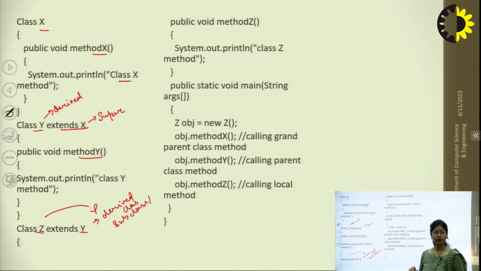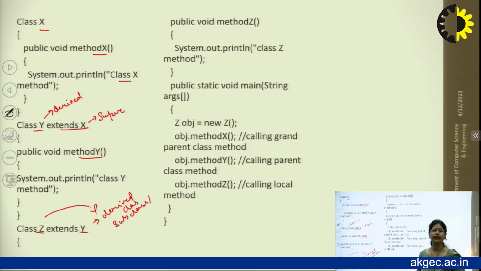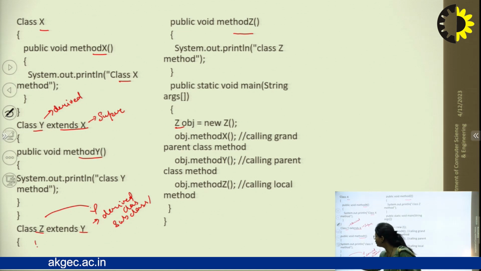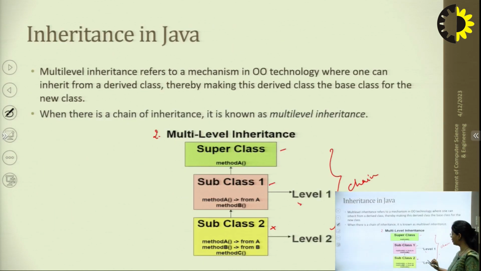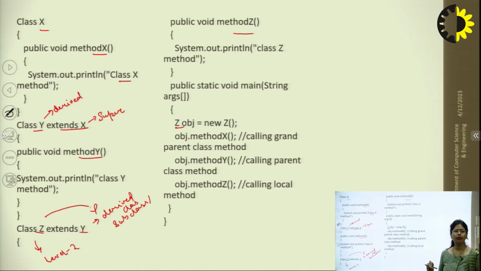So that's how multi-level inheritance works. There is again a method Z, which prints "class Z method". Now what I have done is created the object for the Z class, which is at level 2, as we have already discussed. I am creating an object for this level 2 class, and then I am calling all the methods with that particular object.